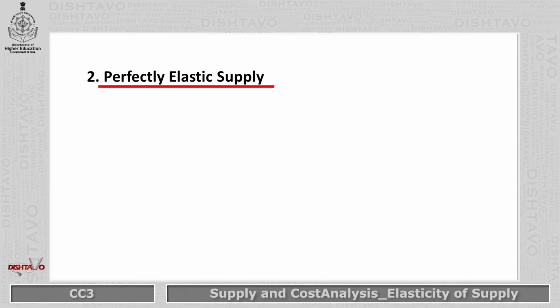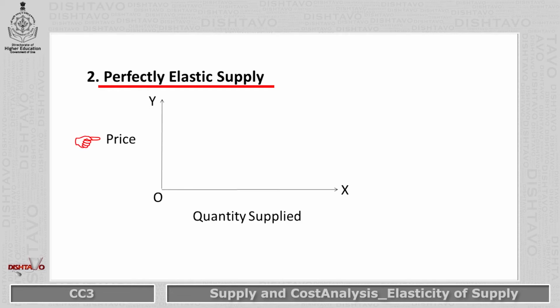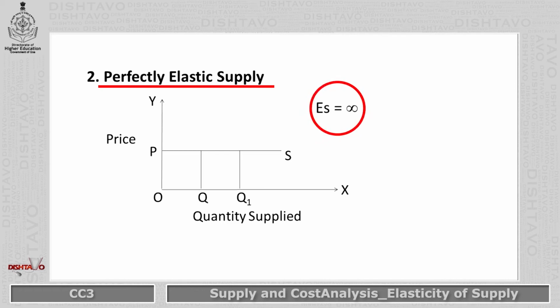In the next case, we have perfectly elastic supply. Diagrammatically, price is on the y axis and quantity supplied on the x axis. We have a horizontal supply curve PS indicating that at OP price, the producer is willing to supply any amount of the commodity, OQ, OQ1. Symbolically, ES is denoted as infinity.